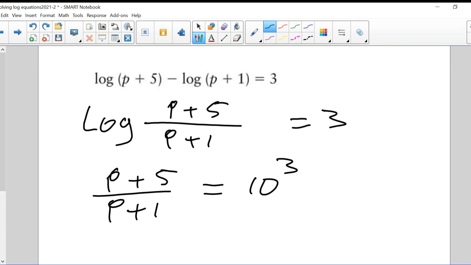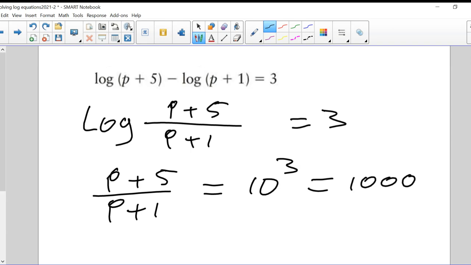Nice. Okay. Now what? That was good. And by the way, 10 to the power of 3 is 1,000. It's a 1 followed by 3 zeros. Okay, that's nice. But what's the value of p? How do I move from that to find the value of p?